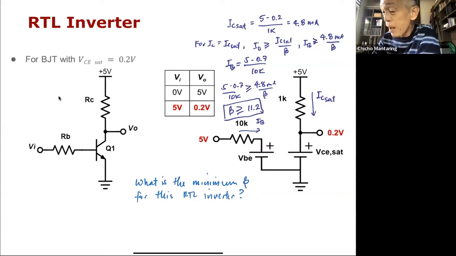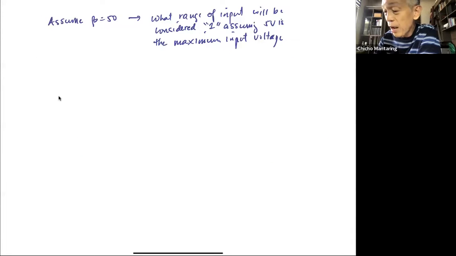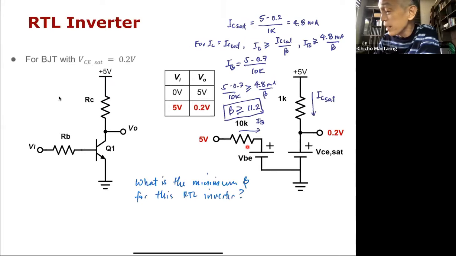Okay, again, going back here, VI minus 0.7 here over RB, that is IB. No? So IB is equal to VI, that is my input, minus 0.7 over RB. RB is equal to 10K.